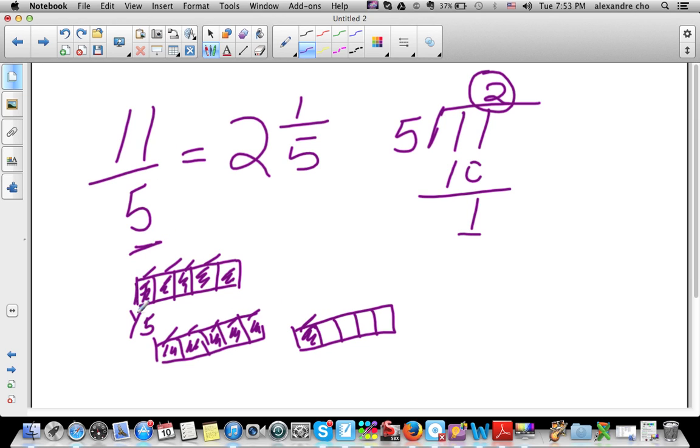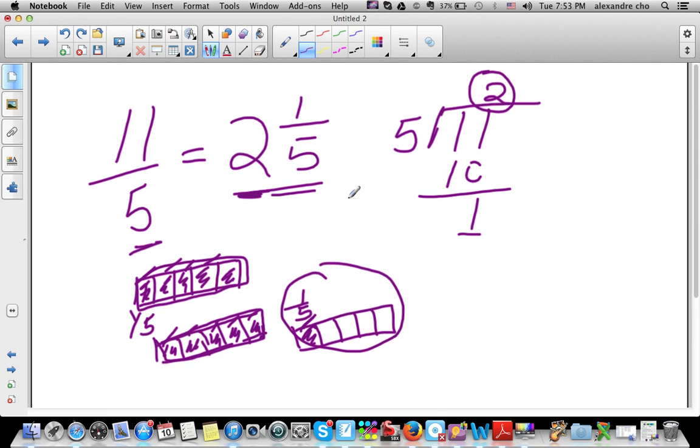Or if you look at this, that's 1 full chocolate bar that I ate, another chocolate bar that I ate, make it 2 full chocolate bars, and 1/5 of that other one. Okay, that's how you get 2/5.